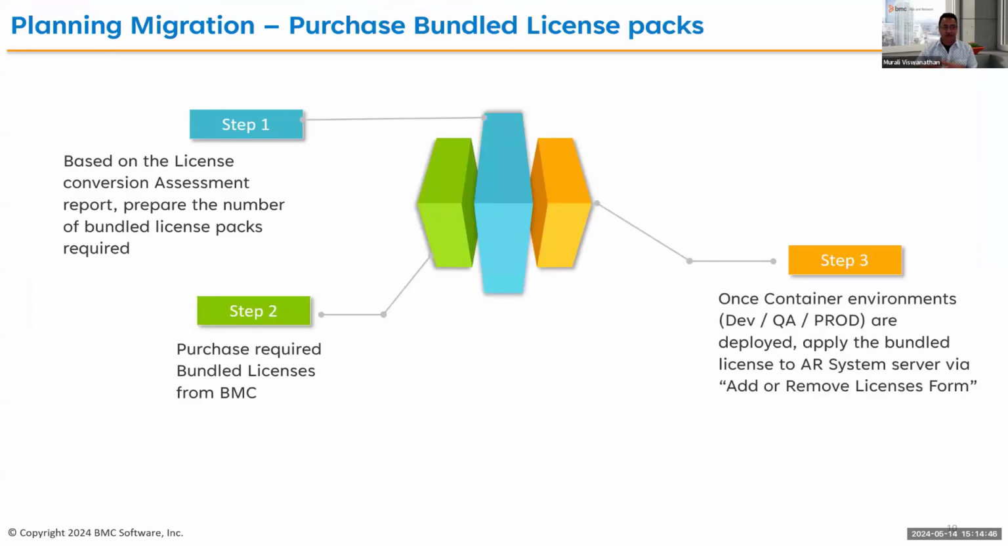So based on your license conversion assessment, prepare the number of bundle licenses required. After your assessment, go purchase your required bundle licenses. Once the environments are set up, as I said, you can apply these licenses to the add remove licenses form. So it's ready, you have the licenses available. Then when you run the conversion utility after the data is migrated, it'll be able to allocate these licenses to your people profile.